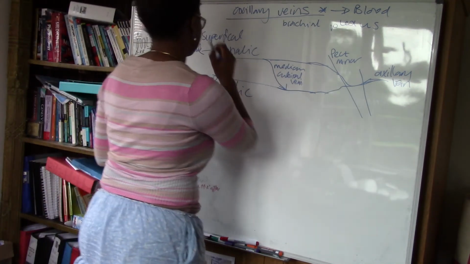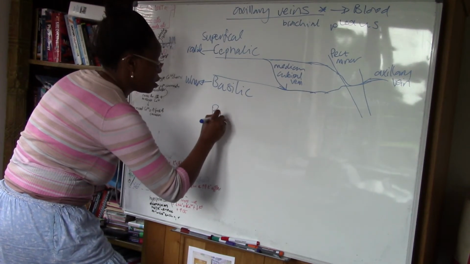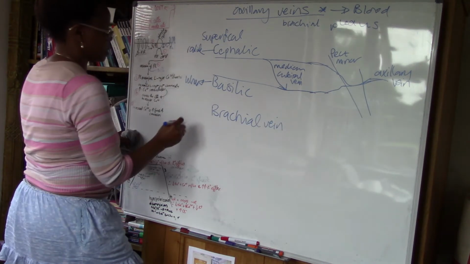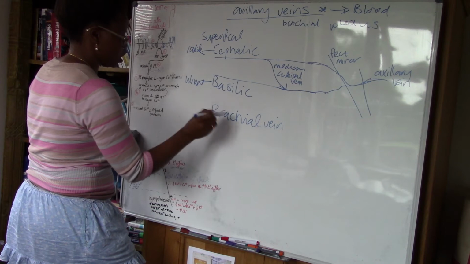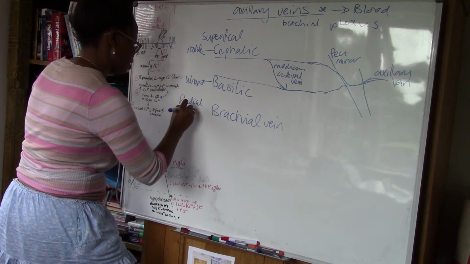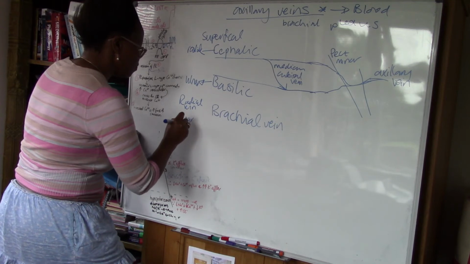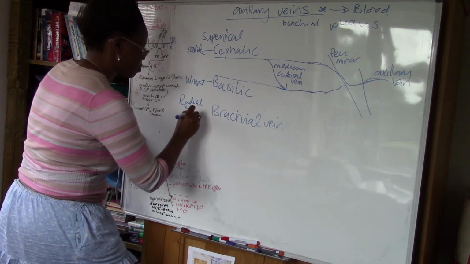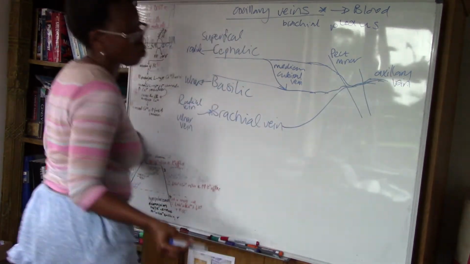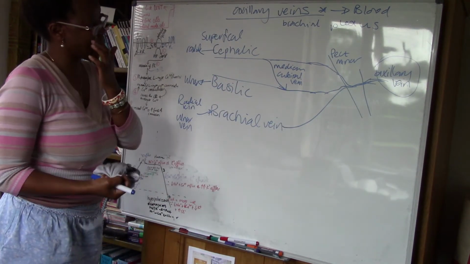And then the deeper ones will be the brachial vein, and it receives blood from the radial vein and the ulnar vein. And again, it joins in with the others, and they all drain into the axillary vein.